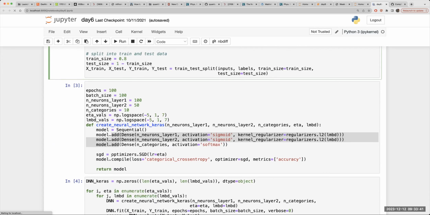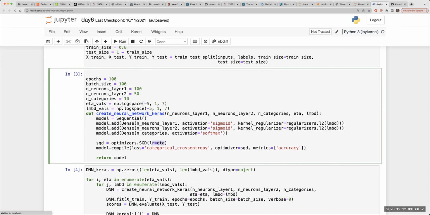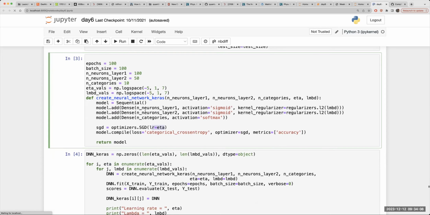And now I'm setting up my optimizers, which is now simply a stochastic gradient descent. This is a function of the learning rate. And I run this through different values of the hyperparameters. So you can see now the set of hyperparameters I'm using. I have my learning rate eta, which goes from 10 to the minus 5 to 10 to the first. And the same with the hyperparameter lambda. And then I simply define the type of loss function I want to use, or cost function. It has the optimizer, stochastic gradient descent, and the accuracy is now my metric, which I want to use.